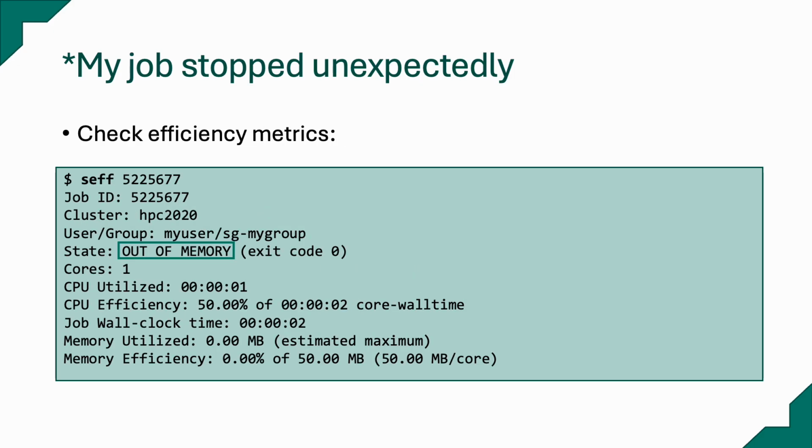If your job stopped unexpectedly and the log file didn't provide helpful information as to why it failed, you can run the sf command. This command is used to check the efficiency metrics of a finished job, but it also serves to check the exit state of a failed job. A common failure is the job running out of memory. To fix this issue, increase the amount of memory and resubmit the job.